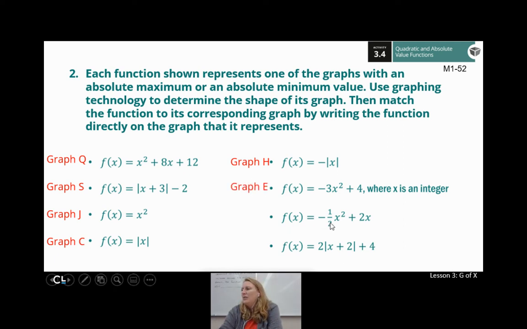F of x equals negative 1/2 x squared plus 2x. That's going to go on graph B. F of x equals 2 times the absolute value of the sum of x and 2, plus 4. That should have been written on graph N. All right.